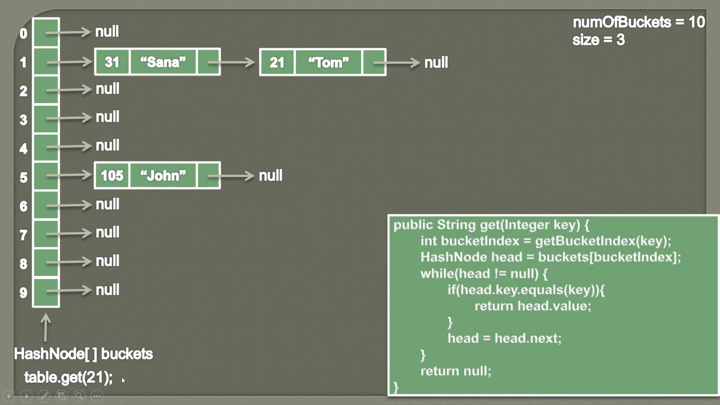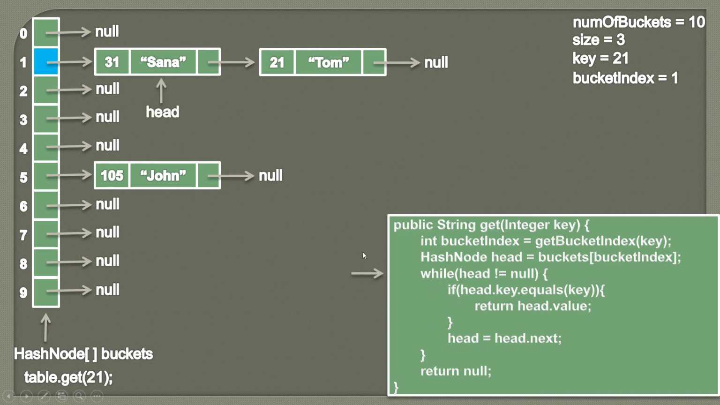Now let's say we want to search for a key which is somewhere in between of this list at a particular index. So here we are calling the get method with key as 21. At the first step, we call the hash function get bucket index and pass in the key. This method will return us an index where we can search for this key. When 21 is divided by 10, we get remainder as 1. So the bucket index will be 1. Now we simply access the hash node at this bucket index and that will be our head. So at index 1, we have this hash node. So head will refer to it.